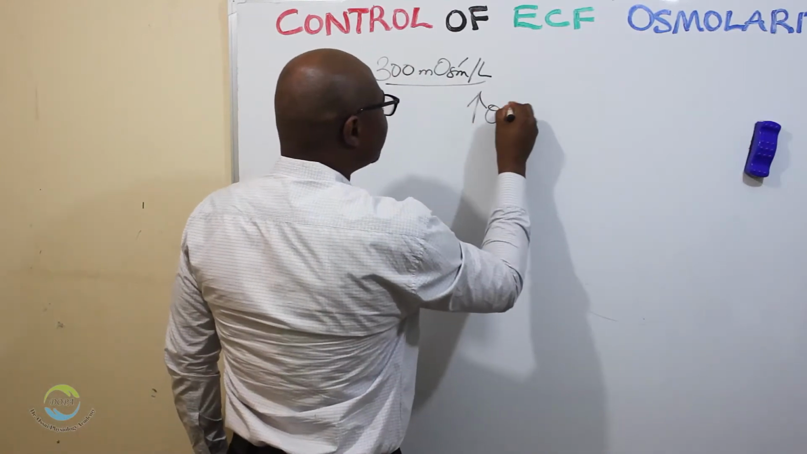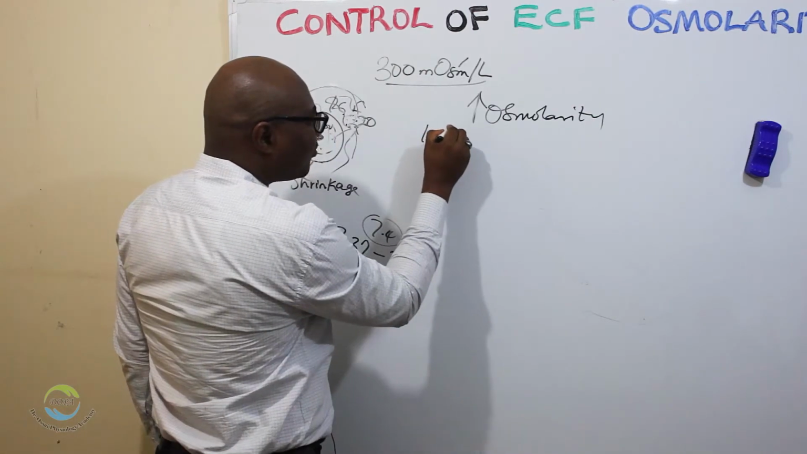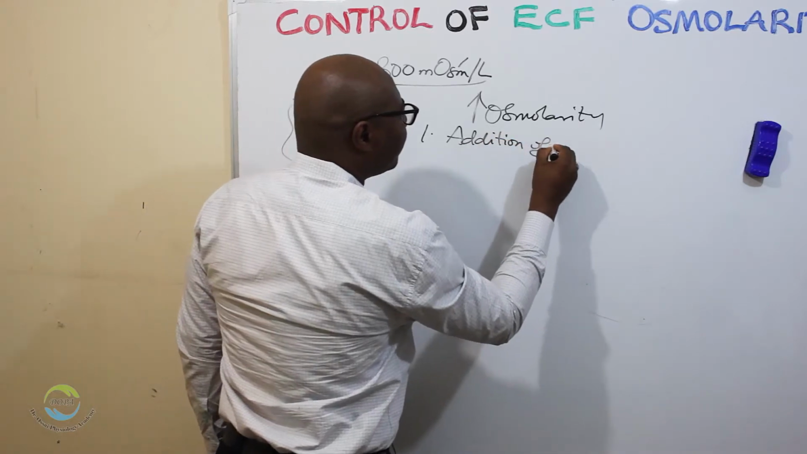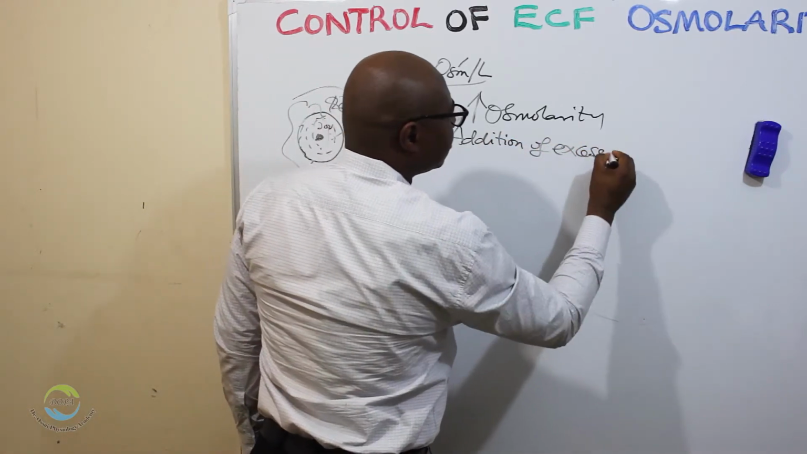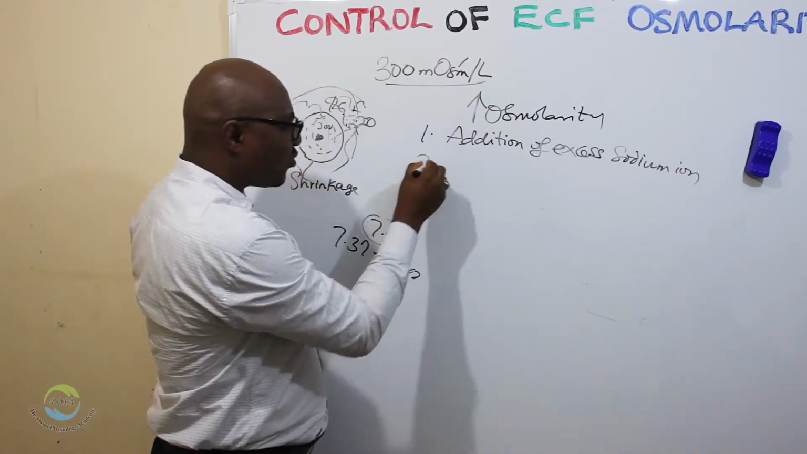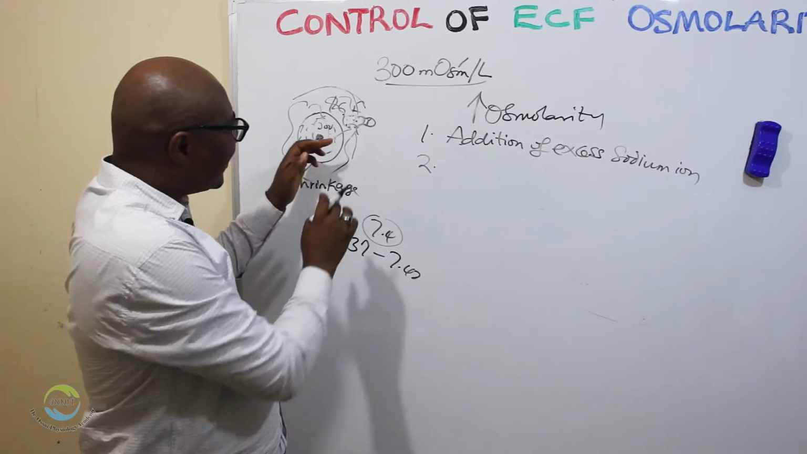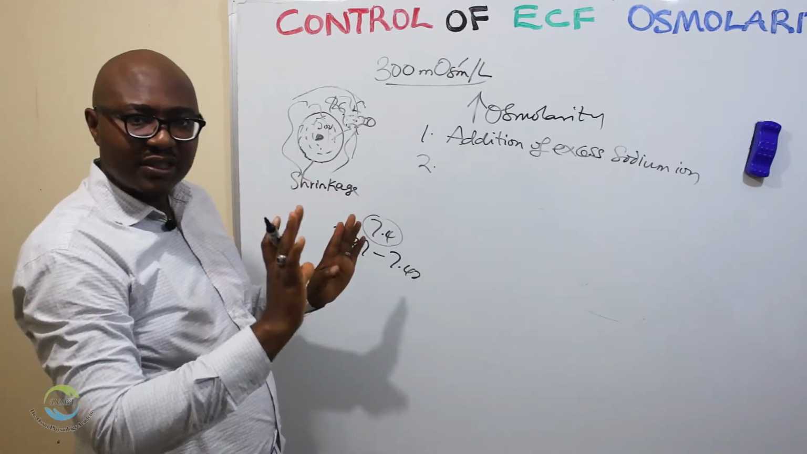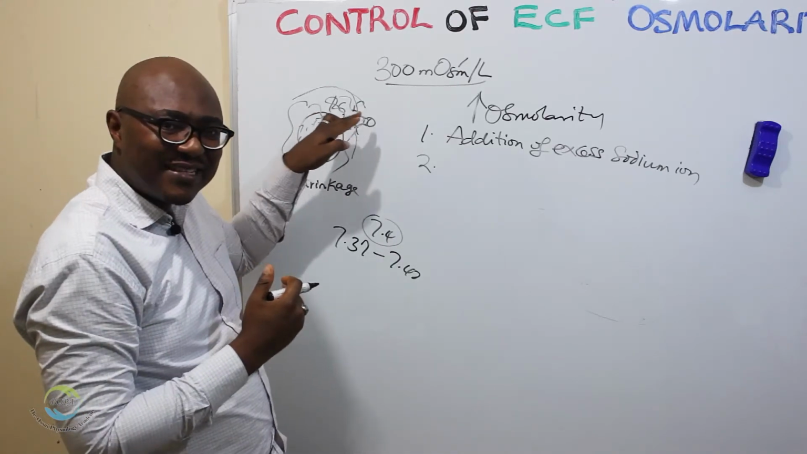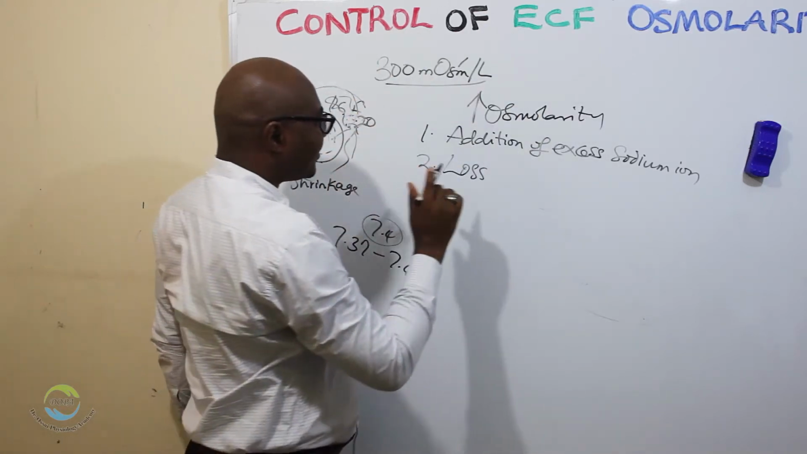Increased osmolarity. One, it could be as a result of addition of excess sodium. What do you think the second one would be? Think about it for a moment. Second one would be that there is loss of water. So if there is loss of water, it will become more concentrated. So two things make the ECF osmolarity increase.